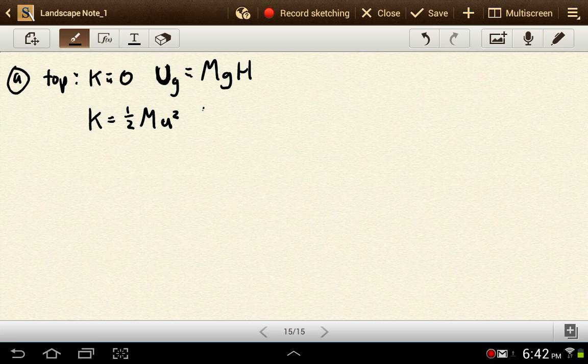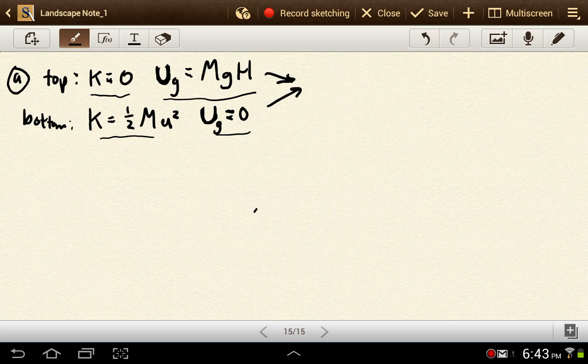And then, of course, when he gets to the bottom, we're going to call that potential energy equals 0. Remember, you can set potential energy to 0 wherever you want. We're picking the river level so that it makes things easy. Since the sum of these two, which is mechanical energy, is conserved, the sum of initial K and initial UG should be equal to the sum of final K and final UG.